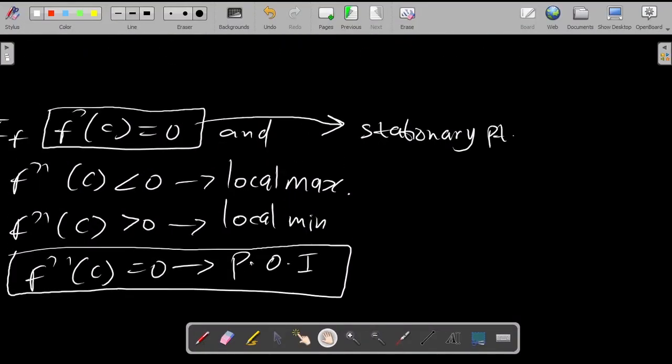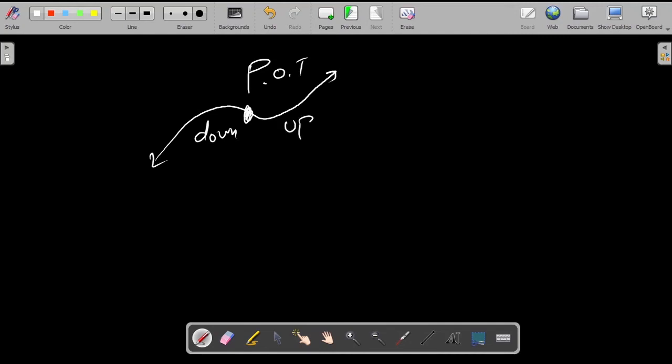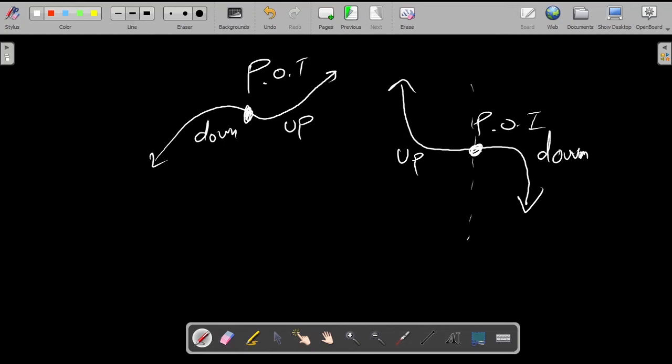Starting with the point of inflection, if we talk about a graphical approach, let's say you have some sort of graph that looks like this. At some point P, you have a point of inflection if you have a change in concavity, from concave down to concave up, or from concave up to concave down. This is concave up until that point, and then on this side you have something which is concave down.